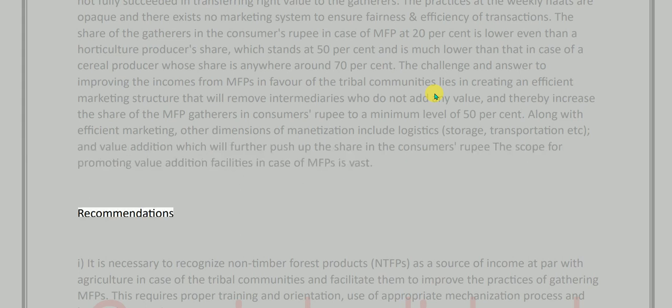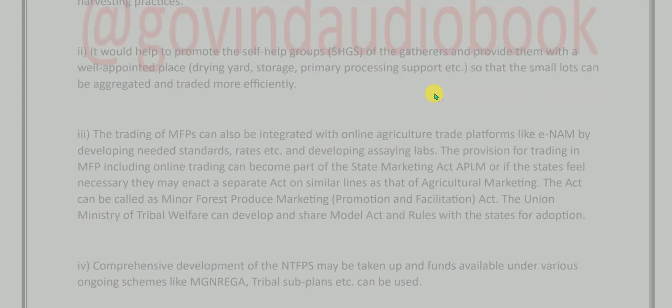Recommendations. 1. It is necessary to recognize non-timber forest products, NTFPs, as a source of income at par with agriculture in the case of the tribal communities, and facilitate them to improve the practices of gathering MFPs. This requires proper training and orientation, and the use of appropriate mechanization and harvesting practices. 2. It would help to promote the self-help groups, SHGs, of the gatherers and provide them with a well-appointed place, drying yard, storage, primary processing support, etc., so that the small lots can be aggregated and traded more efficiently.